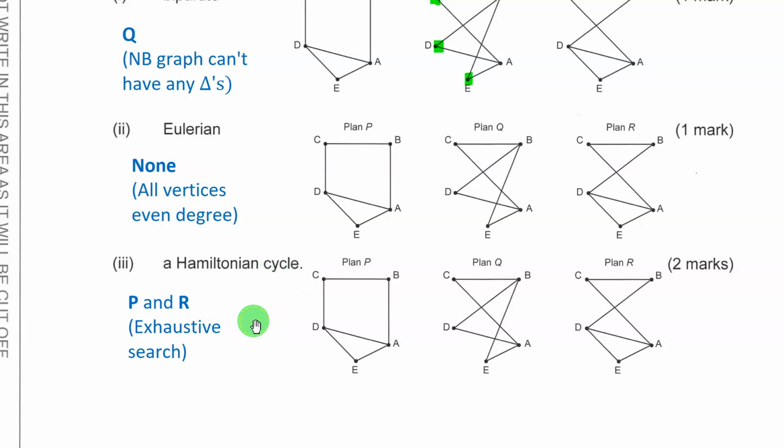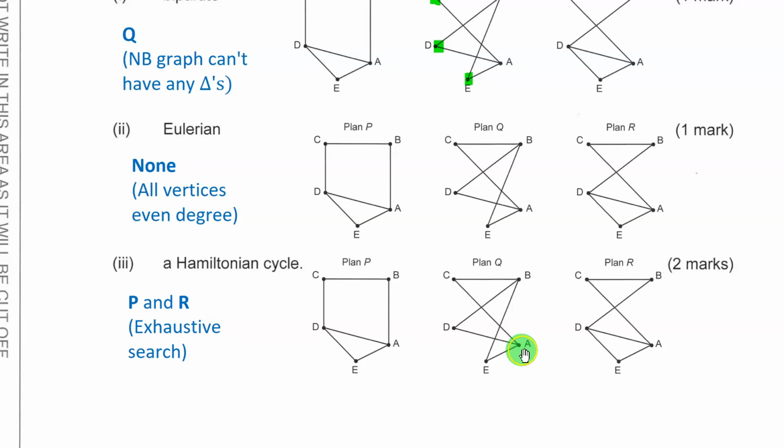And then on the last question, a Hamilton cycle, that means we've got to start and finish at the same vertex and visit all the others without going along any edges more than once. So the only way to do this really is an exhaustive search. So it looks like we can do it at P, simply go around the outside: A, B, C, D, E, and back to A, so that gets the tick.